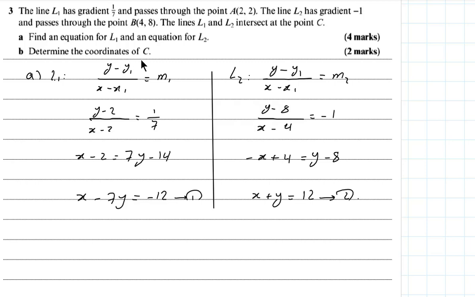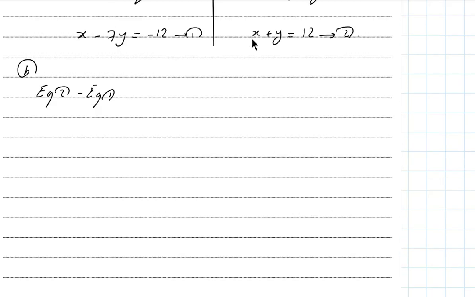B, determine the coordinates of C, which is the point of intersection. We can solve these equations simultaneously. We can say equation 2 minus equation 1 to write the following. x minus x will be cancelled.